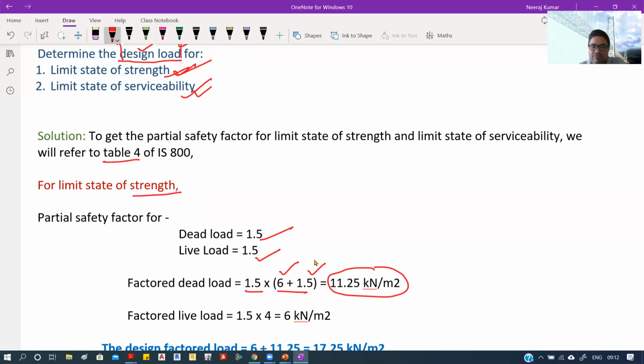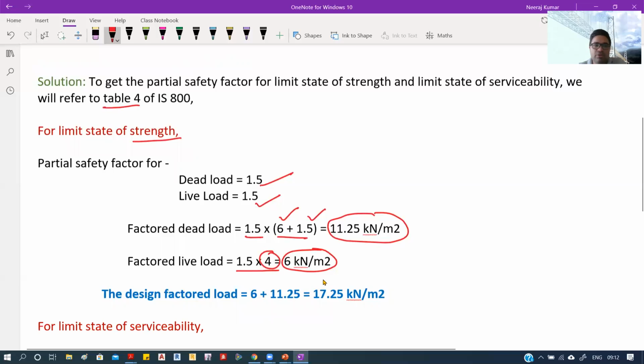Similarly, we can calculate the factored live load, which is 1.5 times 4. 4 is the value already given in the question. So this is the calculated factored live load. The total design factored load for limit state of strength will be 17.25. So for limit state of strength, the factored design load is 17.25.